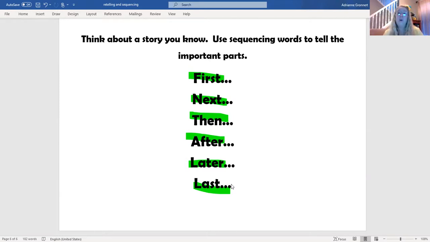Like first, the old woman makes a gingerbread man and he runs away and he says, "Run, run as fast as you can, can't catch me. I'm the gingerbread man." And he runs and he runs and he runs. But that misses a lot of important parts.